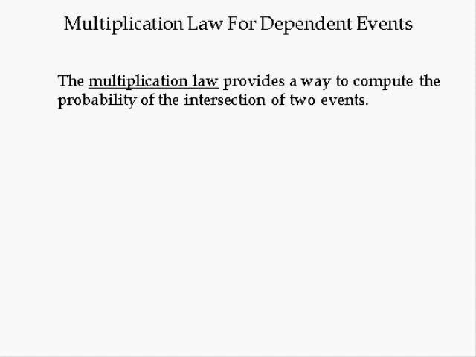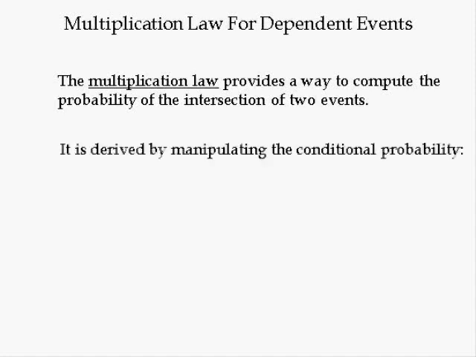The multiplication law provides a way to compute the probability of the intersection of two events, which is also referred to as the joint probability. It is derived algebraically by manipulating the conditional probability equation, which is the probability of A given B equals the probability of A and B divided by the probability of B. Multiplying both sides of this equation by the probability of B yields the following. So the probability of A and B is left on the right.